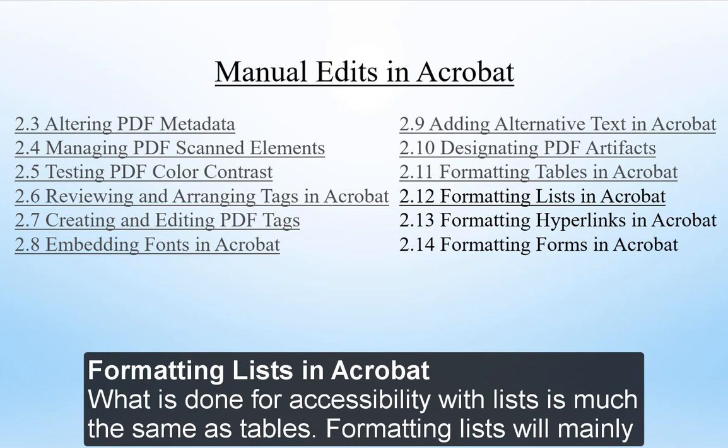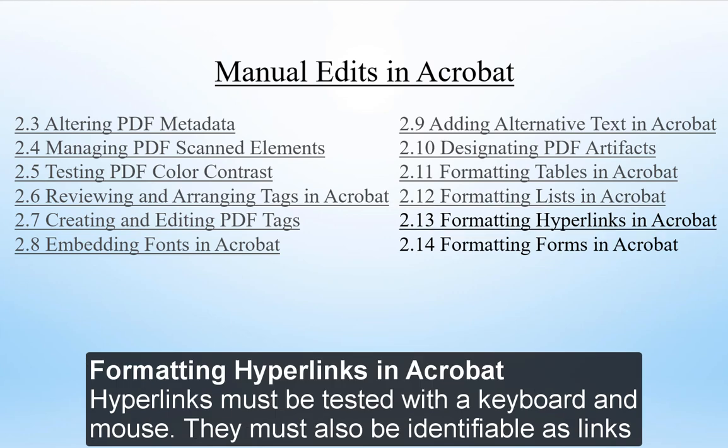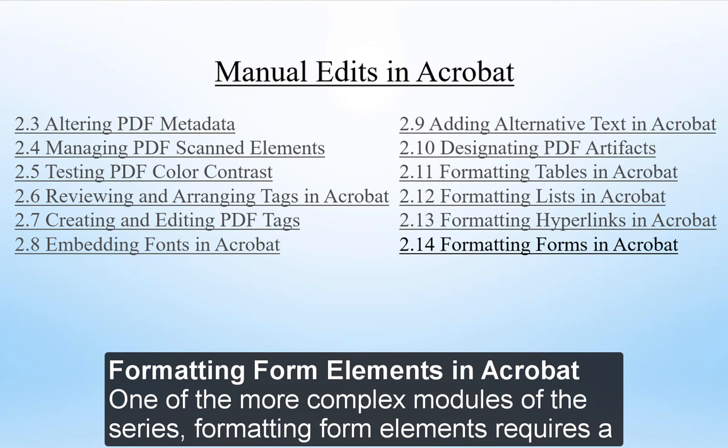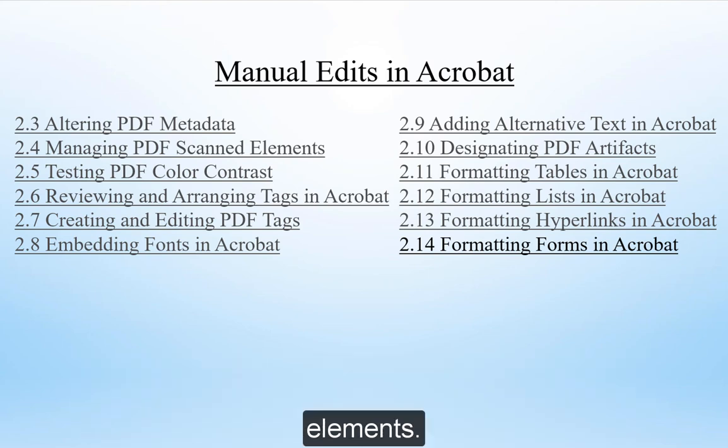Formatting lists in Acrobat. What is done for accessibility with lists is much the same as tables. Formatting lists will mainly involve properly assembling their structure in the tag tree. Formatting hyperlinks in Acrobat. Hyperlinks must be tested with a keyboard and mouse. They must also be identifiable as links to assistive technology. Formatting form elements in Acrobat. One of the more complex modules of the series, formatting form elements requires a thorough understanding of form properties as covered in previous modules. We will mainly adjust form properties and properly tag the form elements.